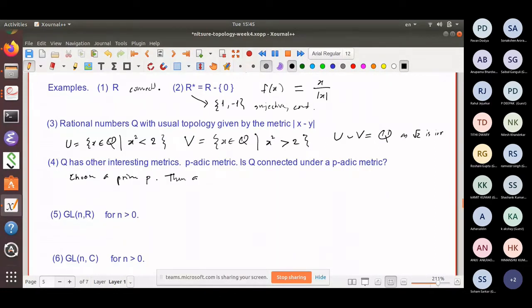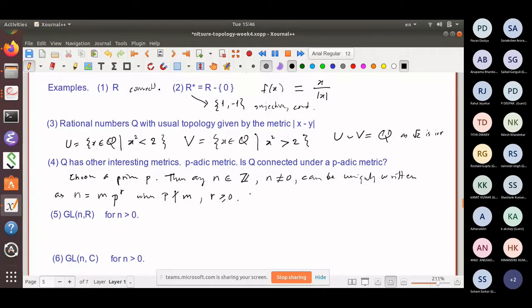Then any integer n belonging to Z, n not equal to 0, can be uniquely written as n equal to m times p to the power r, where p does not divide m and r is greater than or equal to 0.